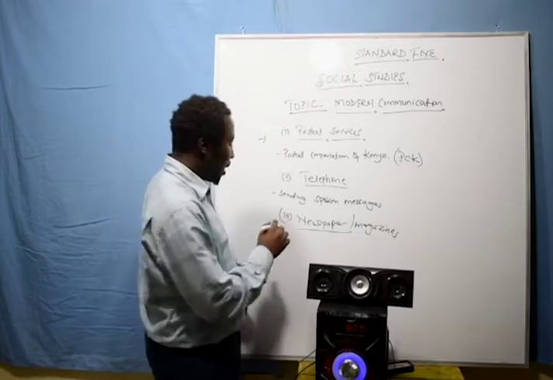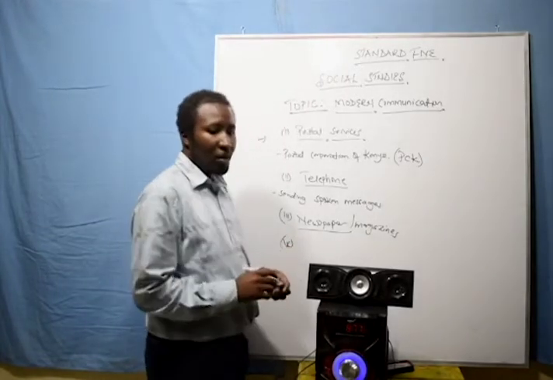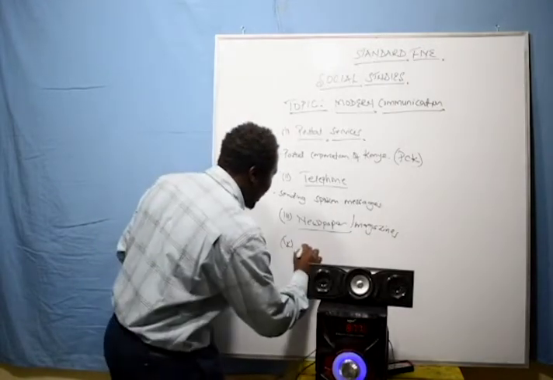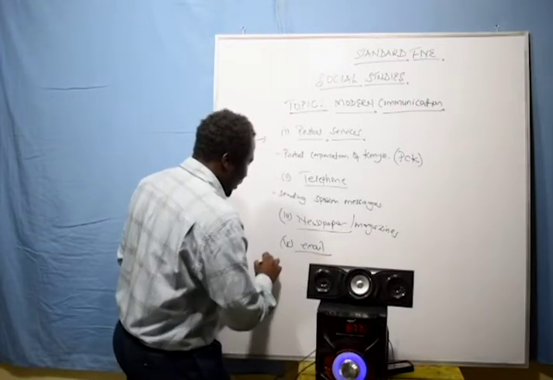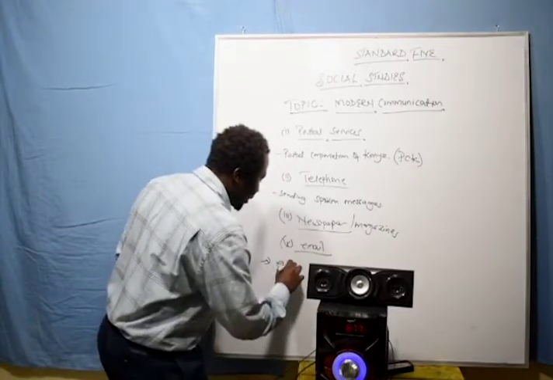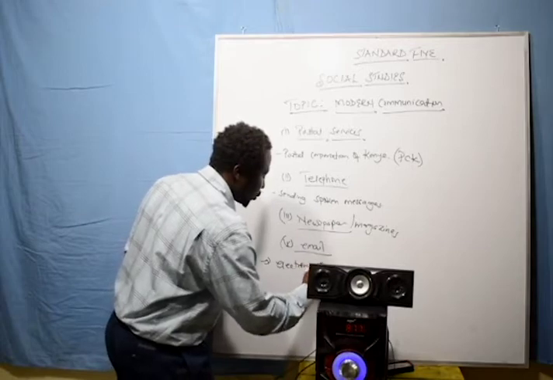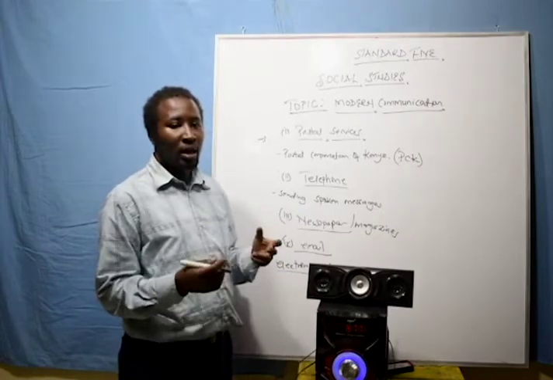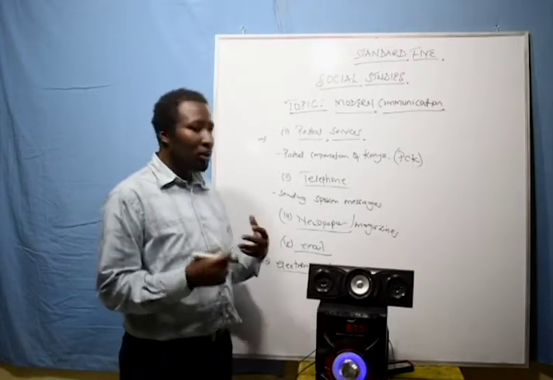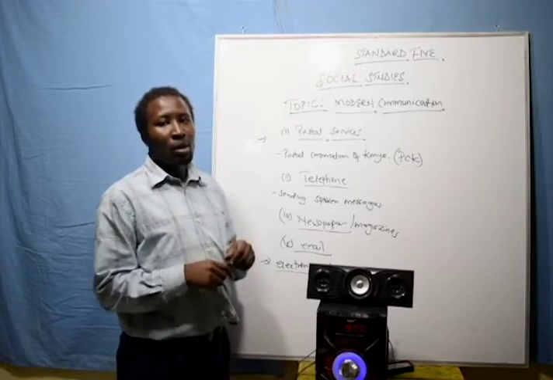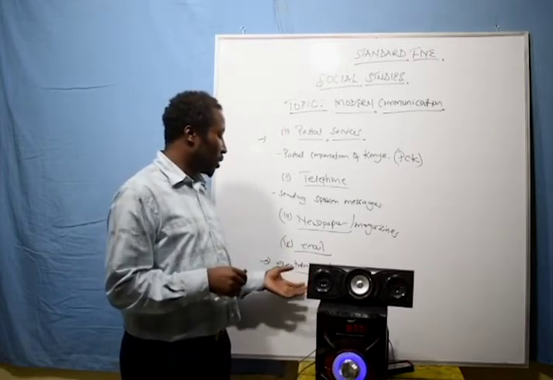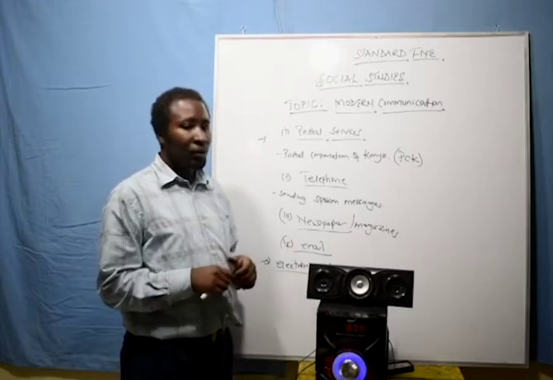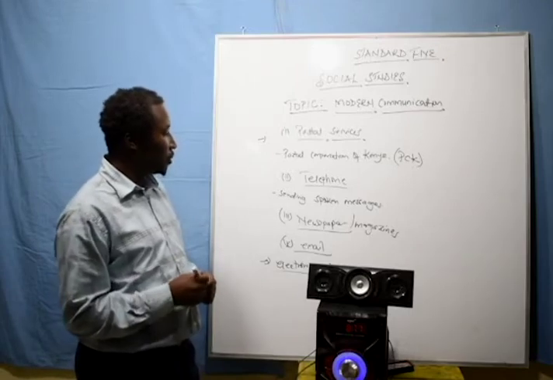The other one that we're talking about, number 4, is email. We have email. This is what we call the electronic mail. The electronic mail is a form of communication. It's used for sending mail via the internet, which is another form of communication whereby someone is able to send information, as long as one has an email address. So it's very important to know about email.